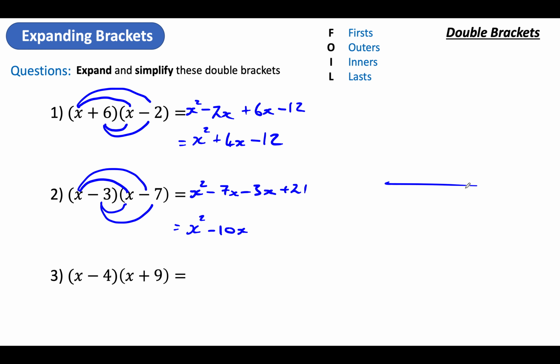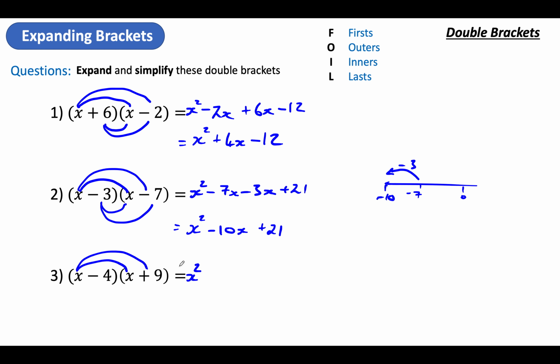If you're not sure on that, let's have a look. There's my number line. Start at negative 7. I'm taking away, so I always go to the left. Taking away 3. So it gets down to negative 10. Plus 21. Yep, and last one. So firsts, x times x is x squared.